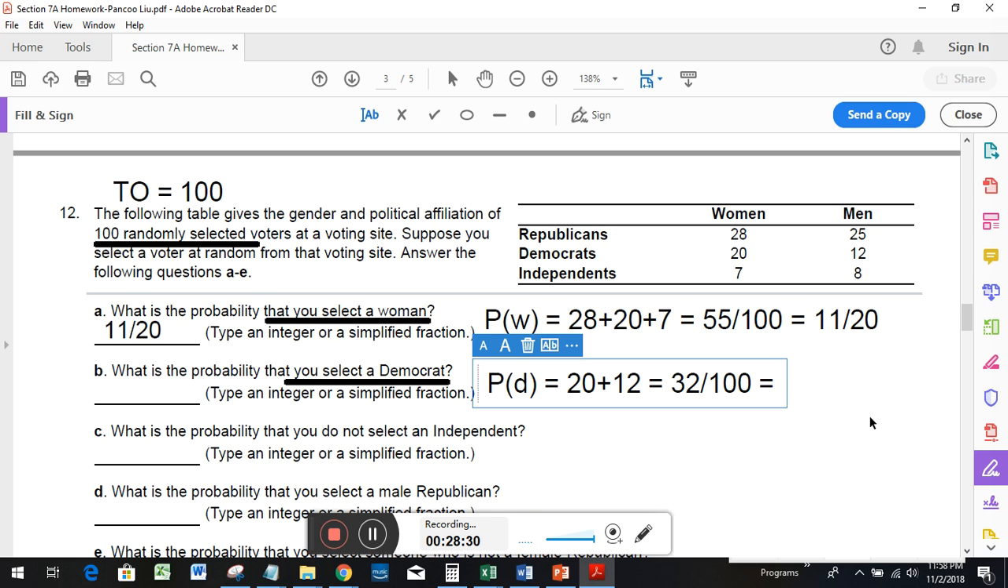So in this case here, 4 can go into each number. So 32 divided by 4 is 8. 100 divided by 4 is 25. So our reduced fraction is 8/25.